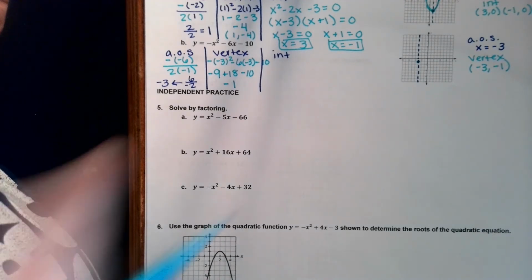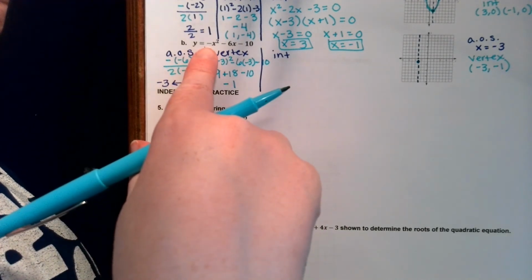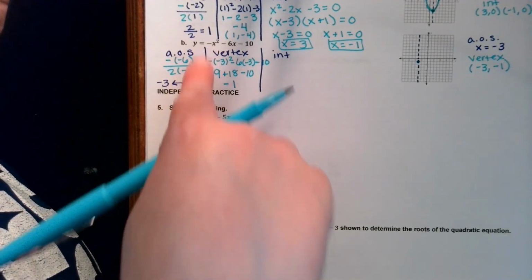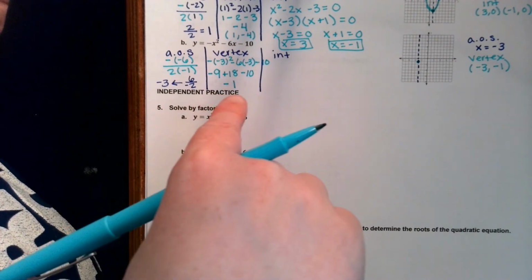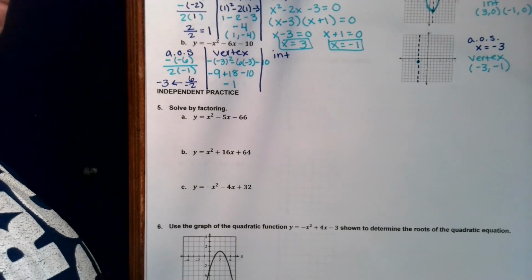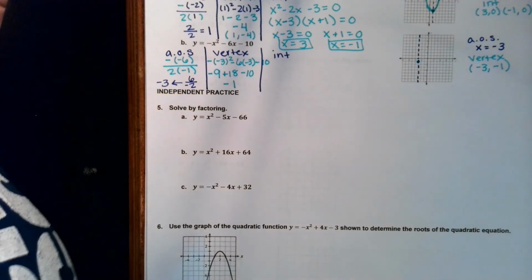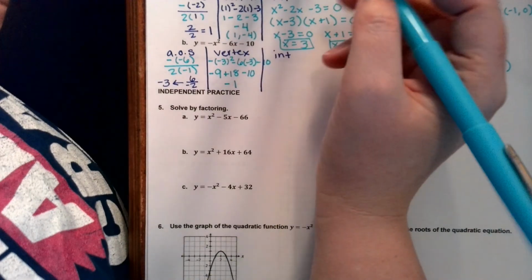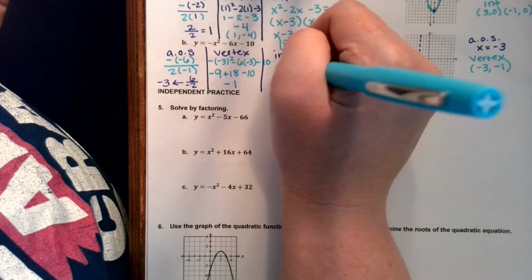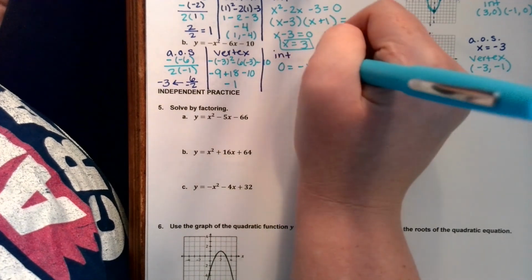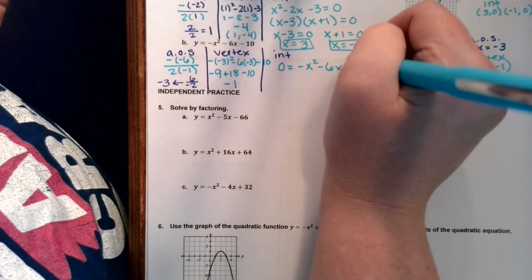This is a negative graph, right? And my vertex is negative. So we should not have any x-intercepts. Let's look at that real quick. Let's just double check. So we have 0 equals negative x squared minus 6x minus 10.